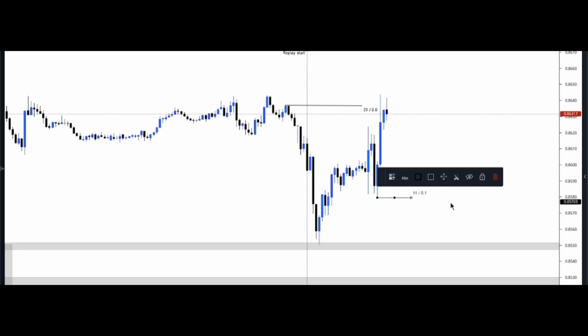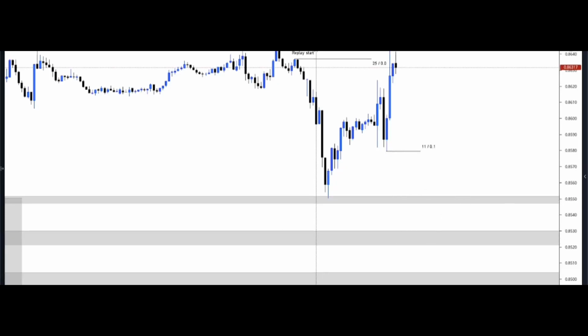This is our inducement. So if price comes down to take out this inducement, then we can look for a valid area of interest to go long from here. And where is the valid area of interest? Look at this one. Clean, clear OB.